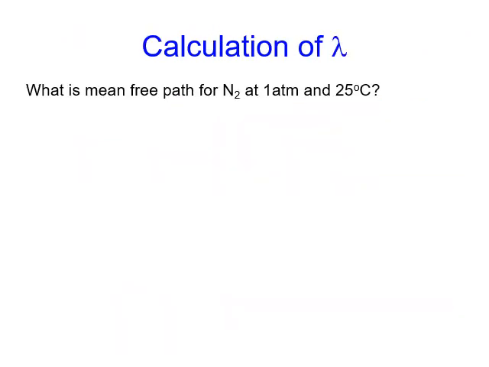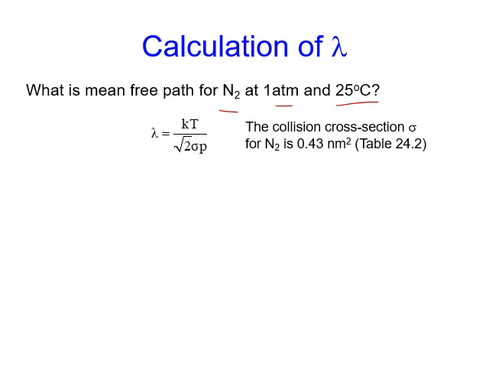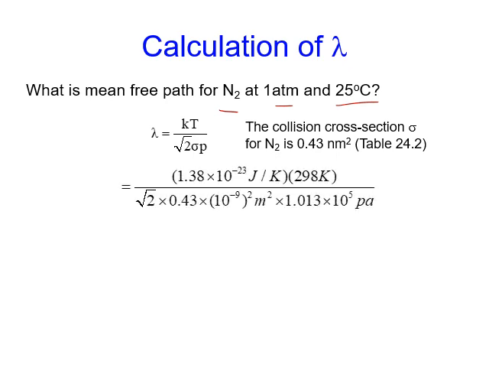So here is an example. What is the mean free path of nitrogen at 1 atmosphere, 25 Celsius? We just derived the equation. Mean free path is kT divided by square root 2 times cross-section area times pressure. Plugging in the data, the cross-section area for nitrogen is 0.43 nanometer squared. So the Boltzmann constant, temperature, square root 2, and cross-section area, which must be in meter squared, so 10 to the minus 9 squared, that's 10 to the minus 18.